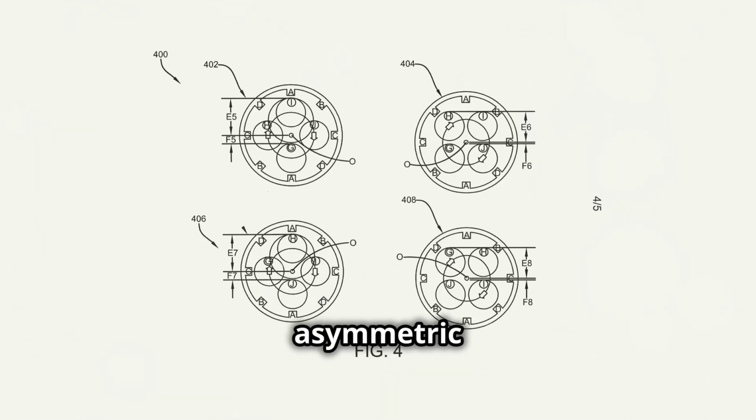408, asymmetric eccentric mass loads G and H are distance E8 from the center axis of rotation. Asymmetric eccentric mass loads J and I are distance F8 from the center axis of rotation. This cycle repeats, and the asymmetric eccentric mass loads go back to Fig 3.